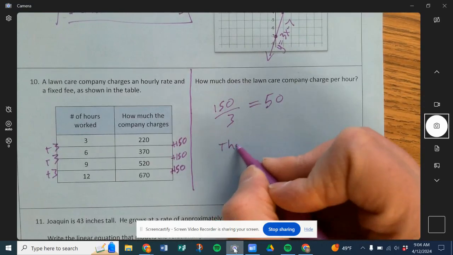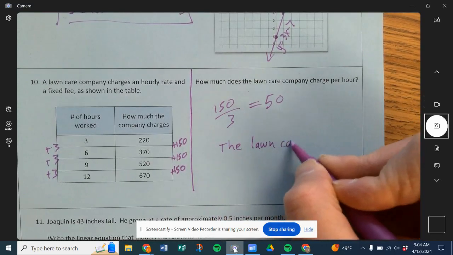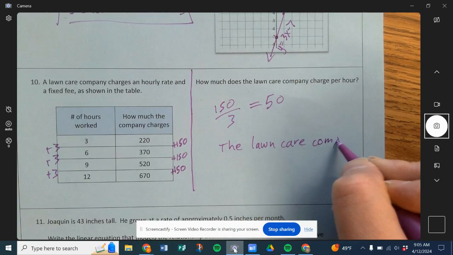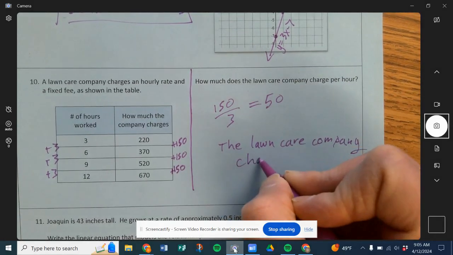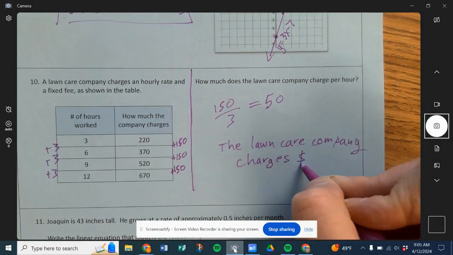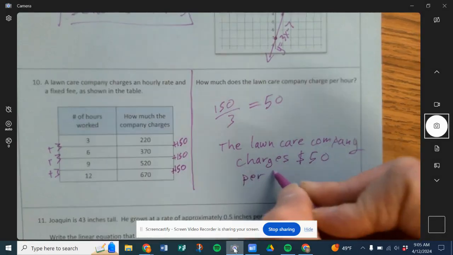So the lawn care company charges $50 per hour.